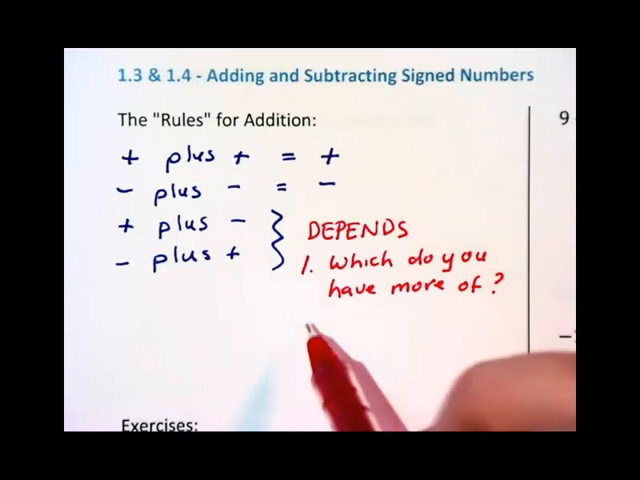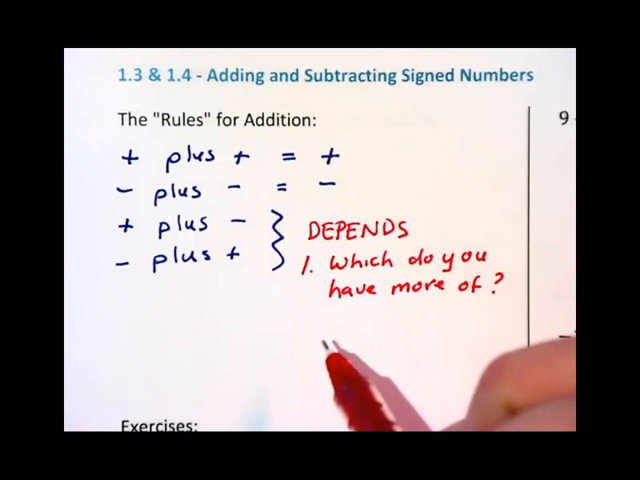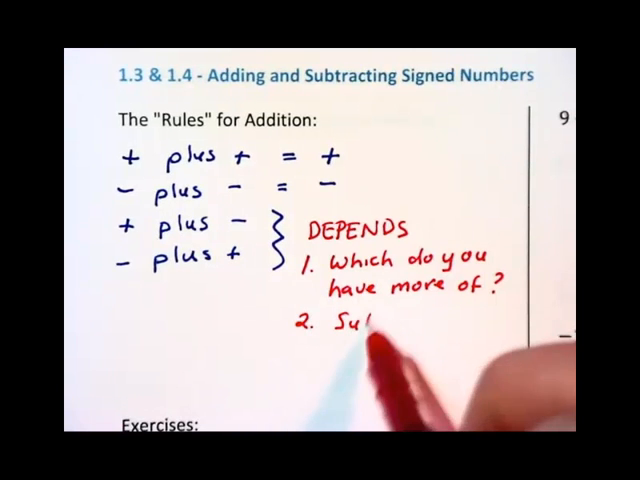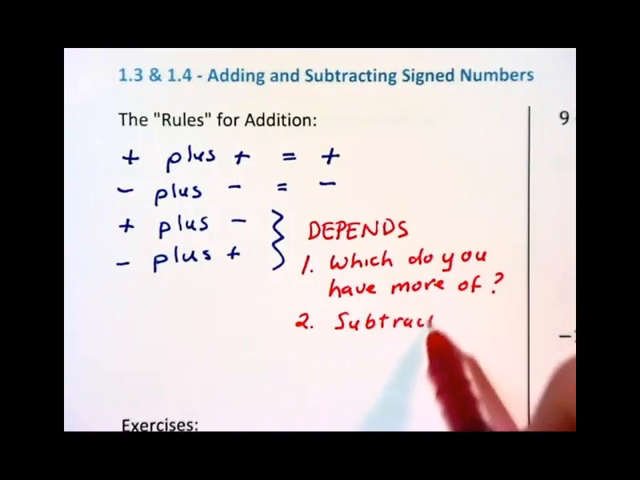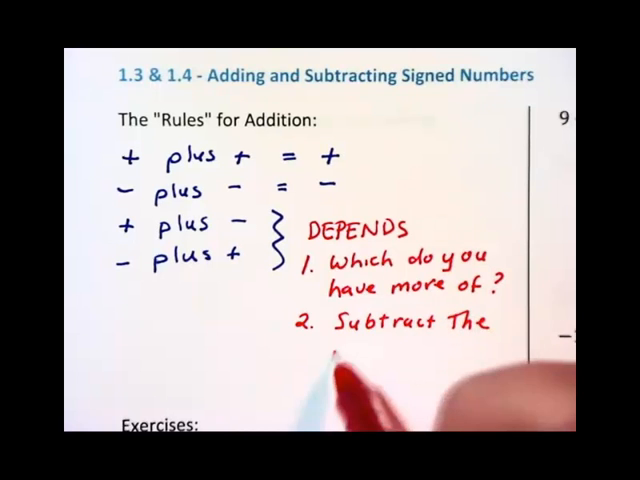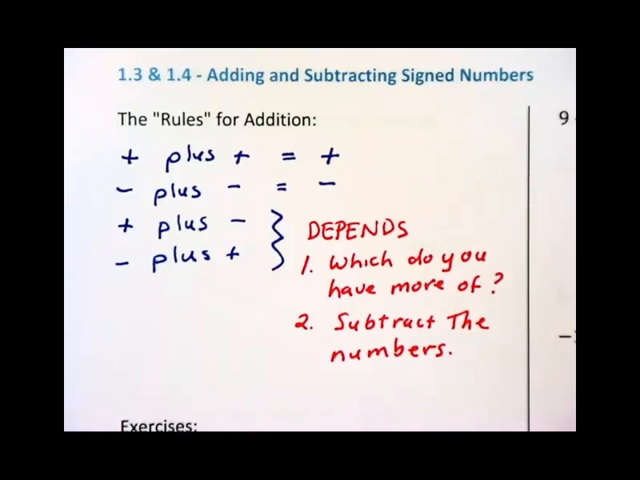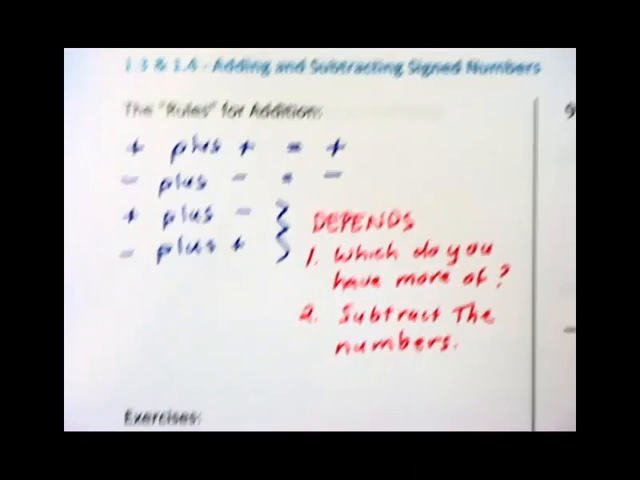Once you determine that, that will be the sign of your solution, and then you are going to subtract the numbers. Now I'm going to say subtract the numbers. Technically you're subtracting the absolute value of the numbers, ignoring the signs on them. Now this is the most direct way of explaining the problems. However, it's not the way I do them, as you're going to see in a moment. Let's go through these problems.